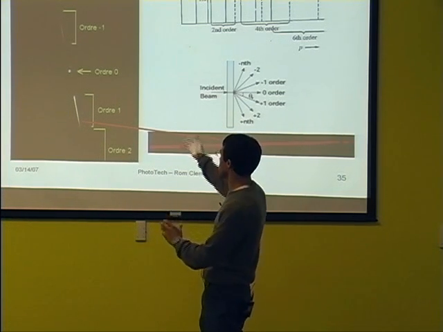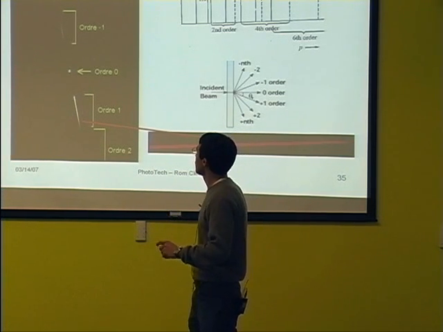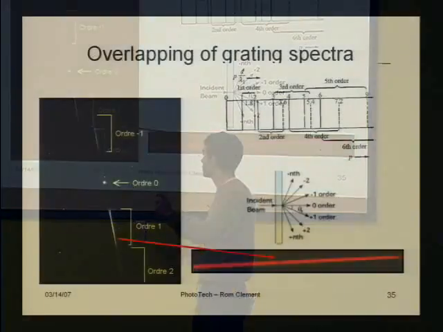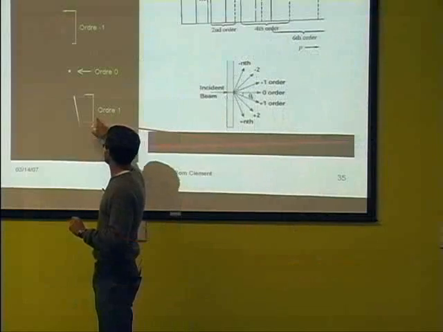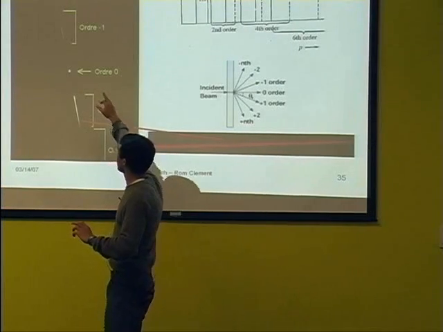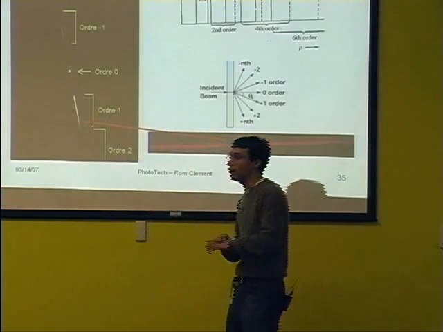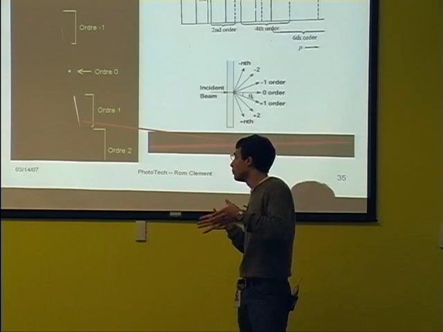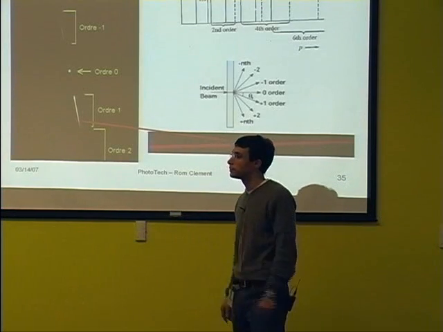And in this case, for instance, you can see the big advantage of blazing, because you can see that the intensity of the order 1 is higher than the order -1. So by tuning the shape of the grooves, we can put more intensity in one order versus another.